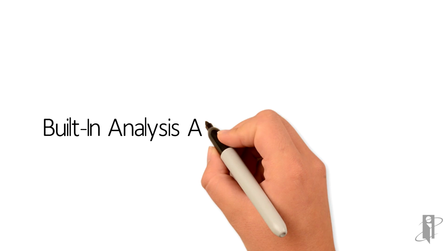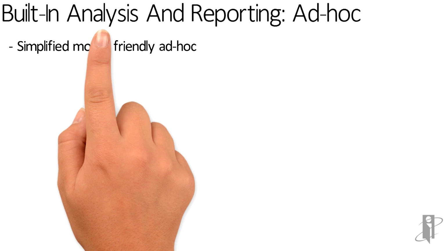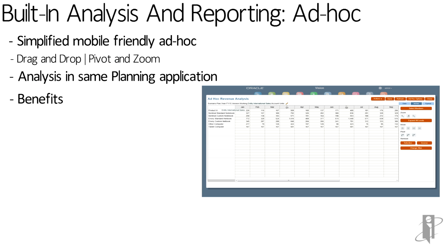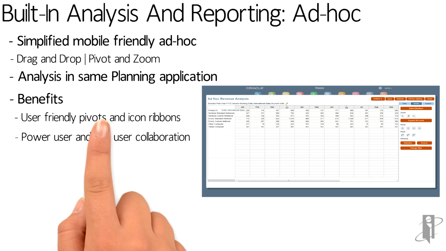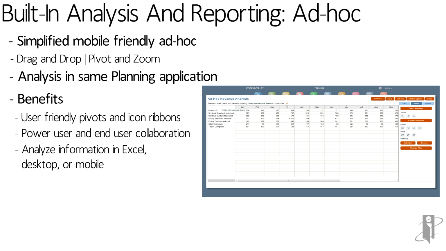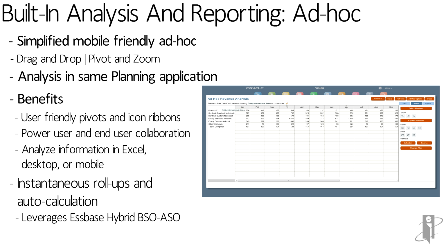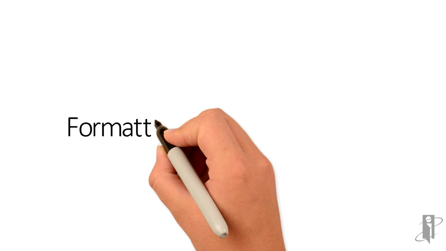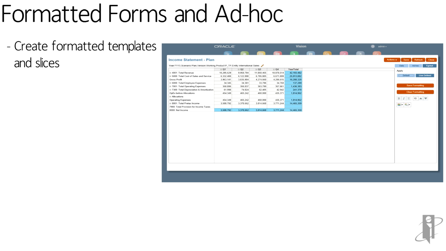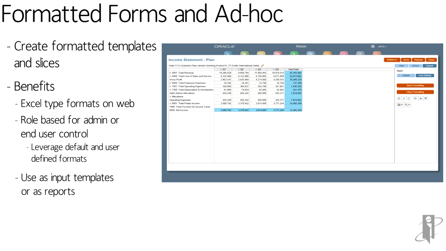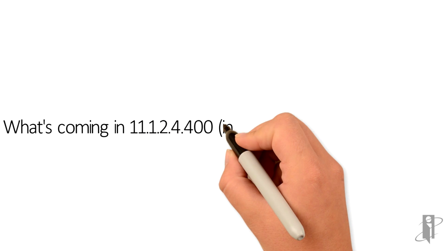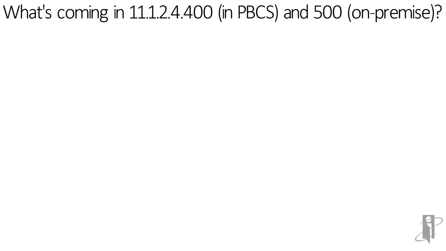You have built-in analysis and reporting to do your ad hoc analysis that's mobile friendly. Simple drag and drop and pivot and zoom like you have in SmartView ad hoc analysis. You can leverage Hybrid BSO to have instantaneous roll-up and auto calculations. You can also format your forms, such as this. What's coming in 11.124.400 PBCS and 500 on-premise?